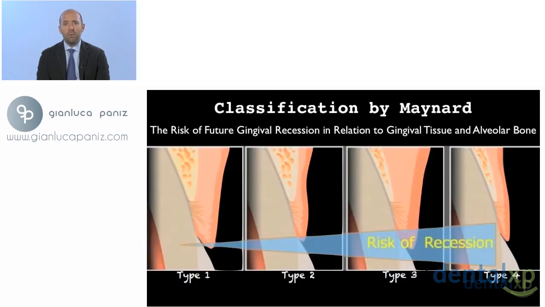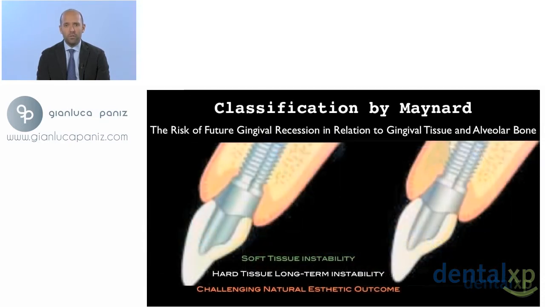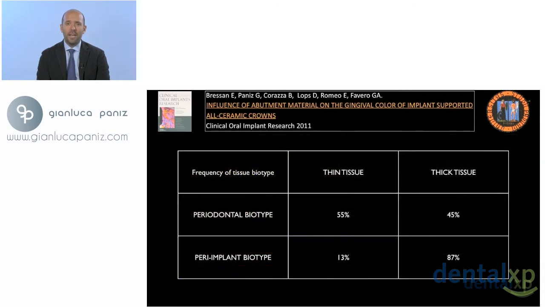And on implant-supported restoration, the situation is very similar, because we have much more instability of the soft tissue, much more instability of the hard tissue, and a much more challenging aesthetic result if we are dealing with thin tissue. We published a few years ago with our research team at the University of Padua an interesting paper that was considering the aesthetic outcome of the peri-implant soft tissue in terms of color, in terms of shade.